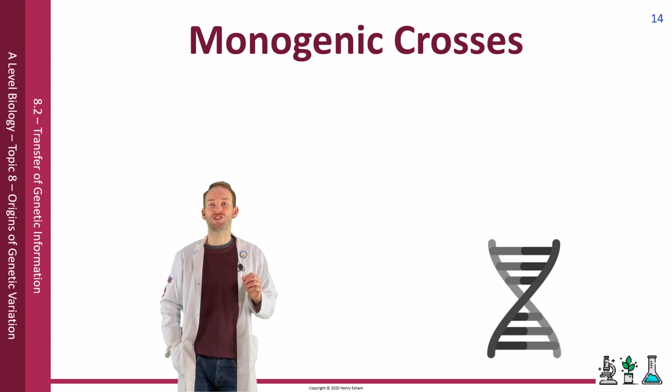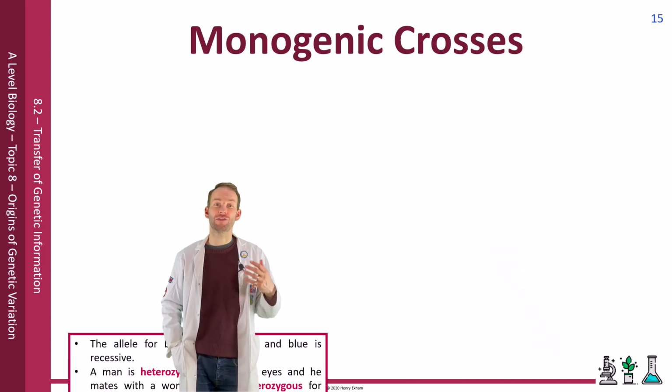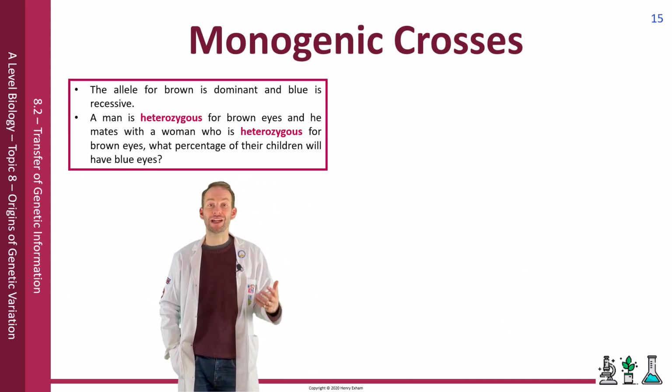And when we look at how this gene is inherited, it is called a monogenic cross. So here is an example. The allele for brown is dominant over blue. A man is heterozygous for brown eyes, and he mates with a woman who is heterozygous for brown eyes. What percentage of their children will have blue eyes?